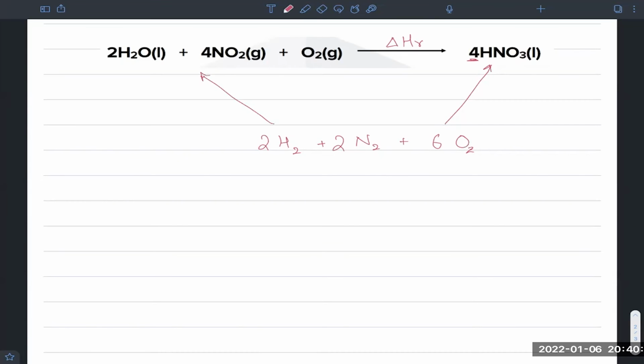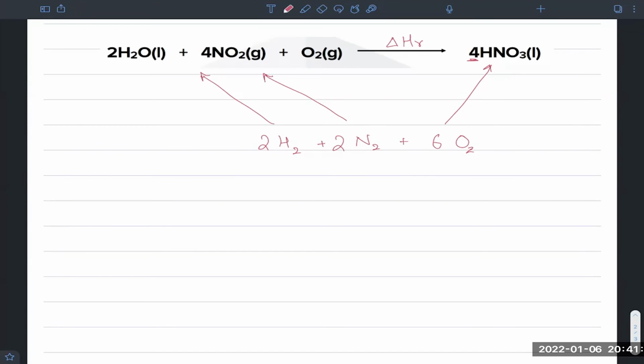You'll notice this. Because for the right side, to make nitrogen dioxide, you need 4 of nitrogen dioxide, means you need 4 nitrogen. You already have that. You need oxygen. You already have that. To make 2 moles of water, you need 2 moles of hydrogen. We have that, and we have oxygen required. So the equation will be balanced.